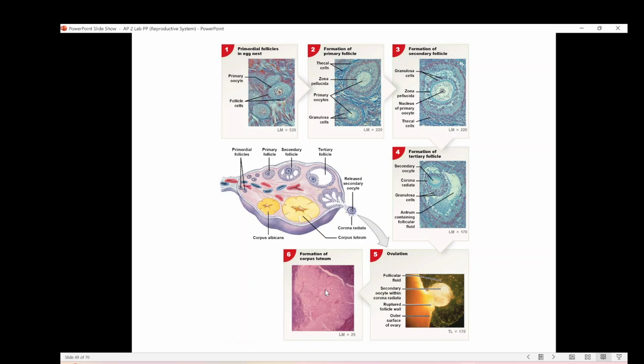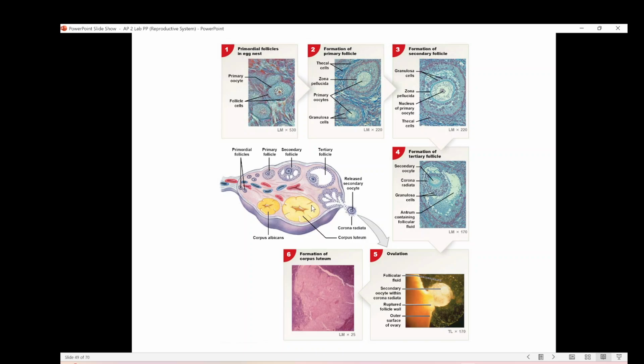Here's the corpus luteum over here. This picture is showing you the ovulation. The oocyte is being ejected from the follicle, and then this is the corpus luteum that remains. Over here is a pretty good picture. You can see the primary follicle, secondary follicle, the tertiary follicle. Look at that nice big antrum. Here's the oocyte over here. Then ovulation, the oocyte is released, and what's left over is the corpus luteum.